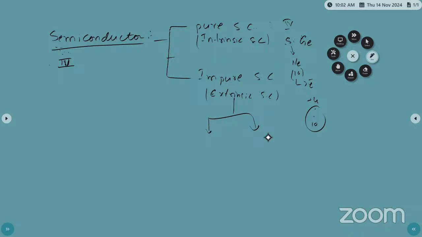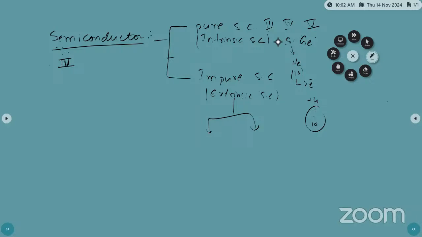impurities. The impurities we are adding to these fourth group elements are the fifth group elements or the third group elements. In the periodic table, the third group elements and the fifth group elements are called impurities, and the fourth group is the pure semiconductors. So for the pure semiconductors we are adding the impurities. The impurities are third group and fifth group.